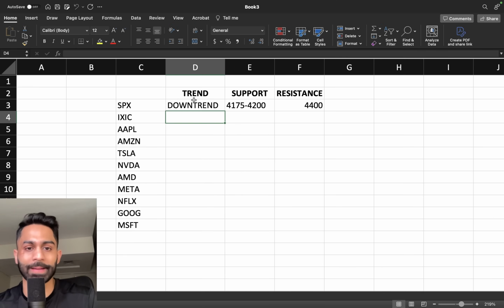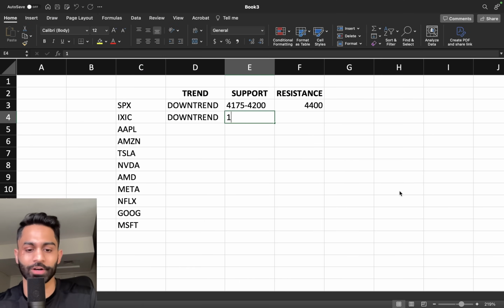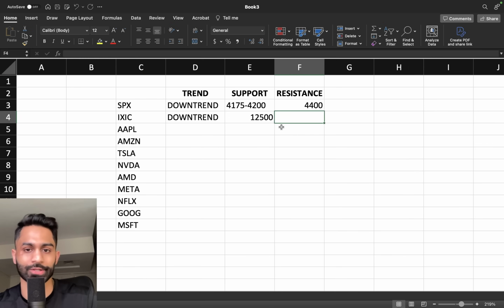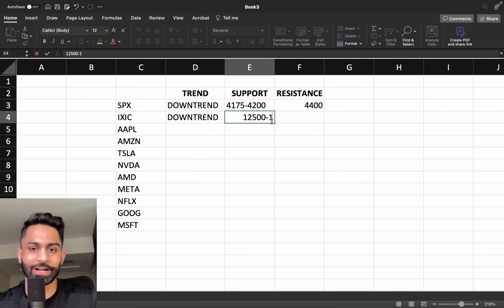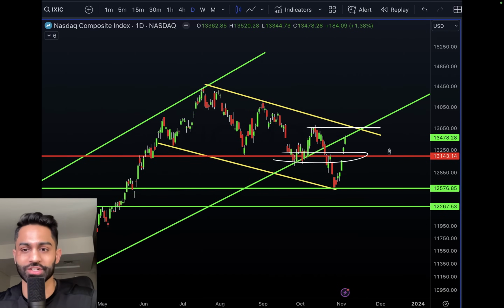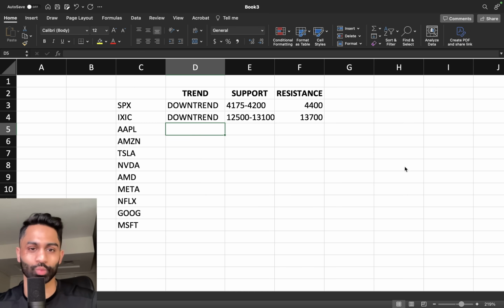So same exact pattern. So we're going to put down downtrend. Support level is going to be at around 12,500 as a very, very important critical level. That's a little bit lower. There might be some intermediate support sitting right here as well. That's going to be 13,100. So I'll put down 12,500 to as much as 13,100, and resistance, a very, very important level to watch at 13,700 to break out of next week.